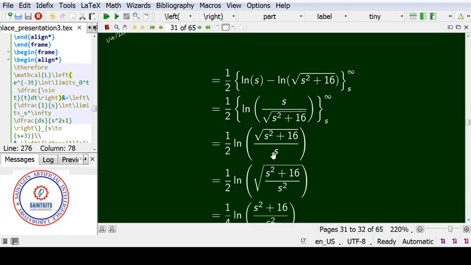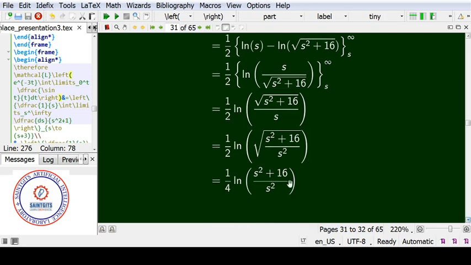The lower limit is itself. So half into ln of root of s square plus 16 by s. I put everything in a single root. So root of, here actually the square root is only for the numerator. When I put it in the denominator, we have to take the square of the denominator. So square root of s square plus 16 by s square. Then logarithm of root is equal to half log. So we can take half from this inside portion. So we got half into half, that is 1 by 4 ln of s square plus 16 by s square.